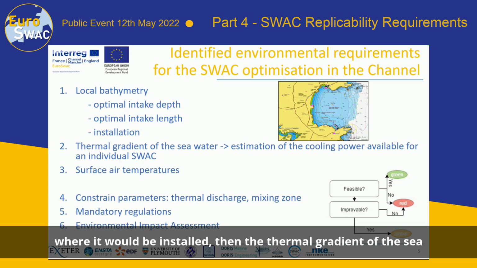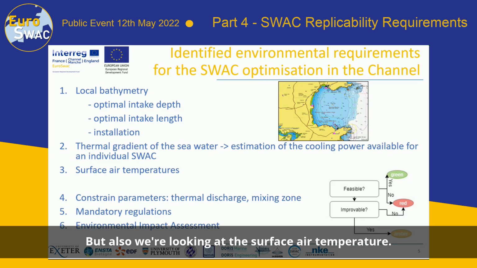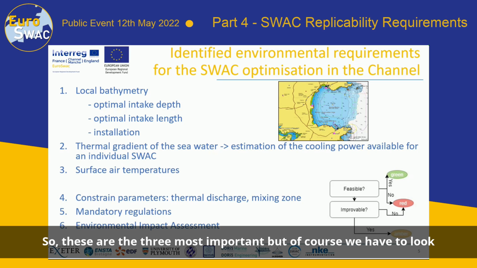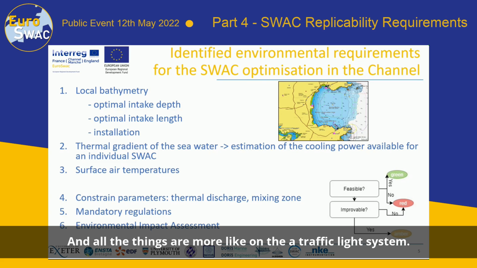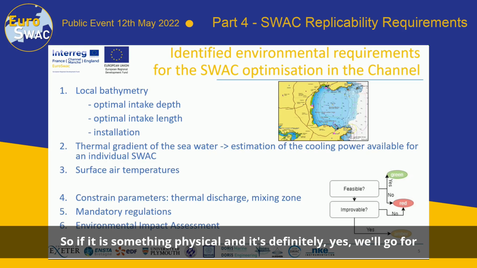Then the thermal gradient of the seawater, it's needed for estimation of the cooling power available for individual SWAC, but also we are looking at the surface air temperature. So this is another very important parameter. So these are the three most important, but of course we have to look at other things as well. And other things are more like on a traffic light system. So if it is something feasible, and it's definitely yes, we will go for it.